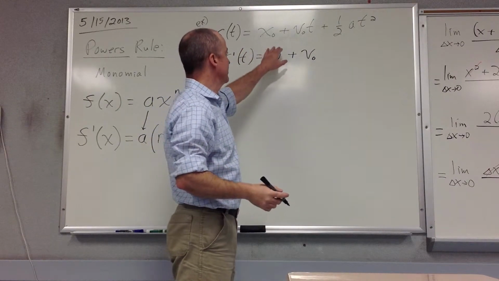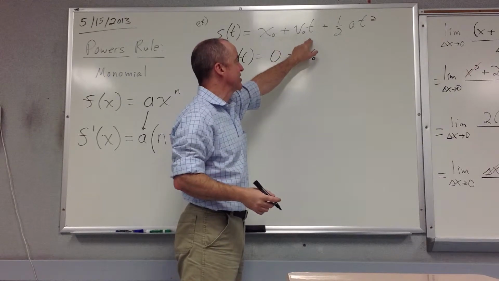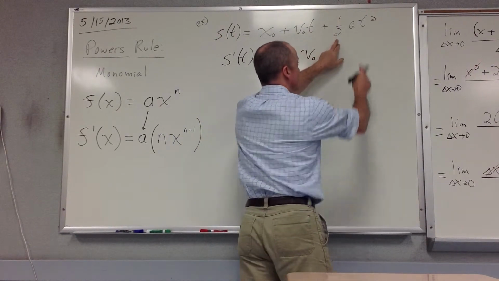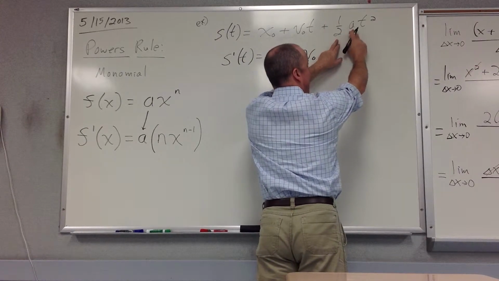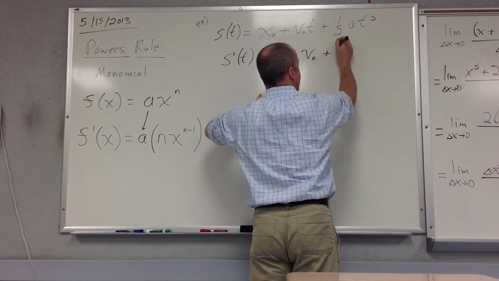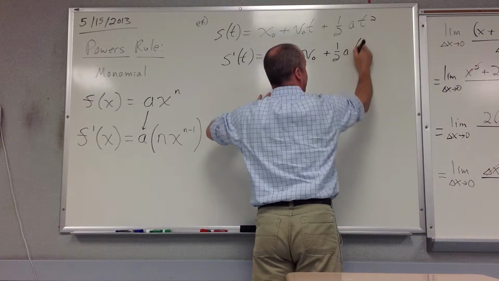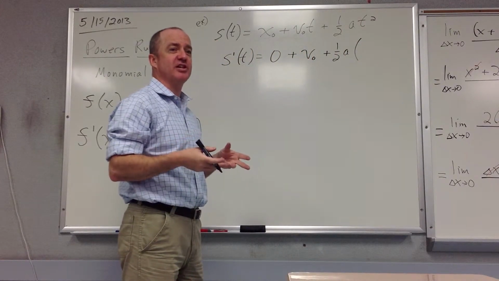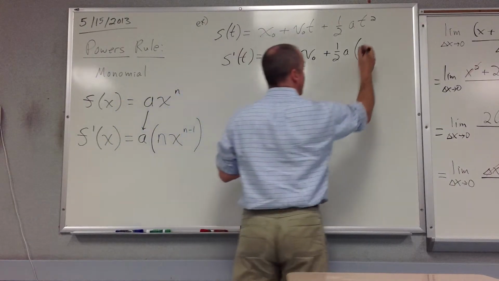This is like if I said y equals 5 times x, the 5 remains, the x goes away when you take the derivative. The 1/2 is a coefficient. A is also a coefficient. What happens to t squared? That's the only variable part, the part that's changing. It becomes 2t, 2 times t.